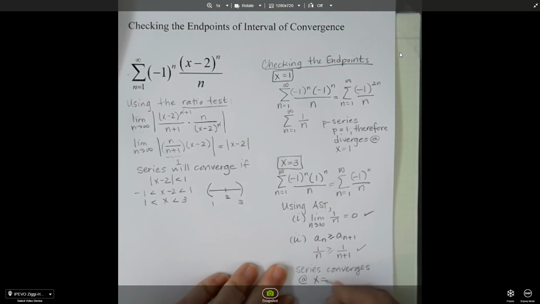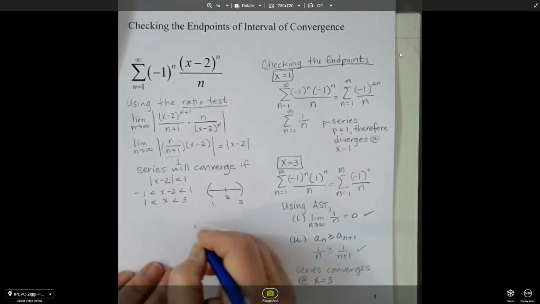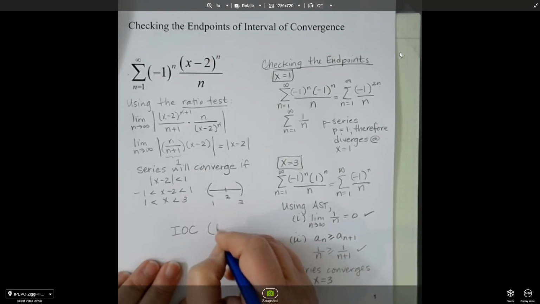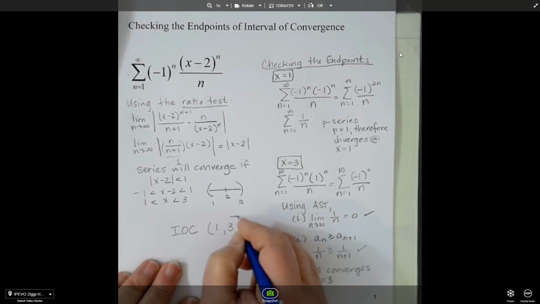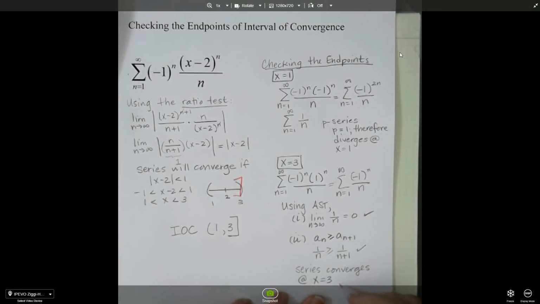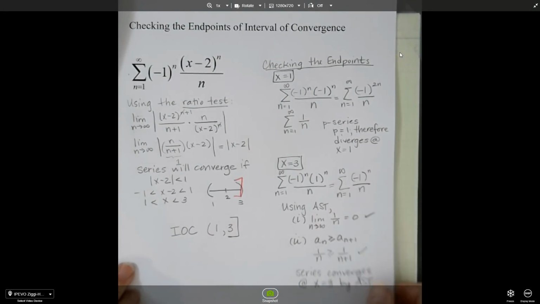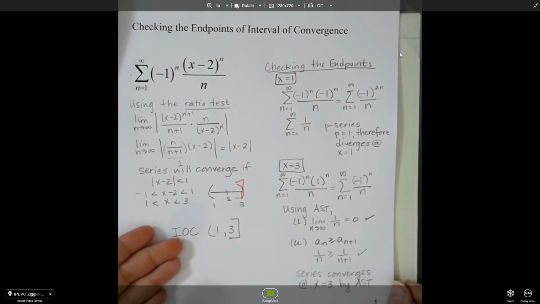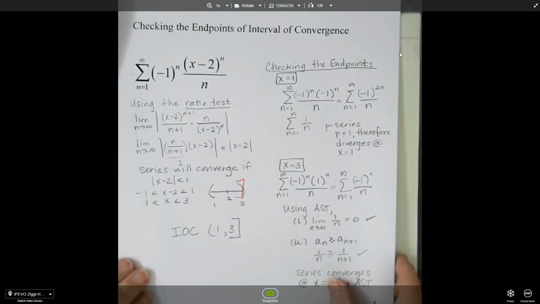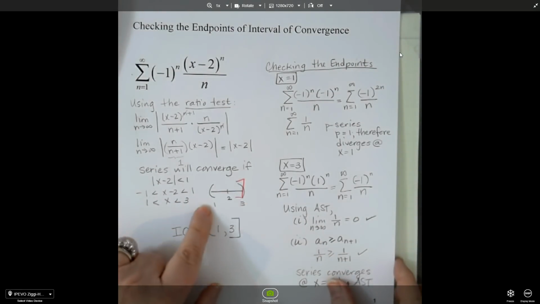at x equals 3. So my IOC, if I have my final answer here, my interval of convergence, is going to be from 1 to 3 with a bracket. And so this actually turns into a bracket. All right. And we say by alternating series test here, we should say why it converges. All right, so that's not too bad. You do the ratio test as we know how to do, and then you just do two more series checks for convergence to see if they will converge when x equals 1 or x equals 3.